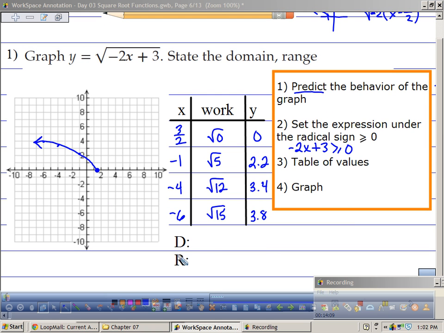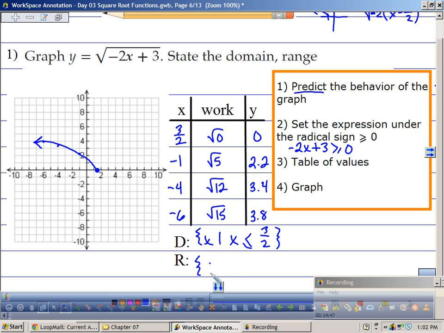Talk about domain and range. I love this because until today, domain and range has just basically been, well, she keeps saying all the real numbers. I don't really get it, so I'm just going to put all real numbers. Right? Pretty much? Okay, well, today is the end of that. Check this out. There's meaning to it now. What does x have to be? Less than or equal to 3 halves. It doesn't go any further in this direction.